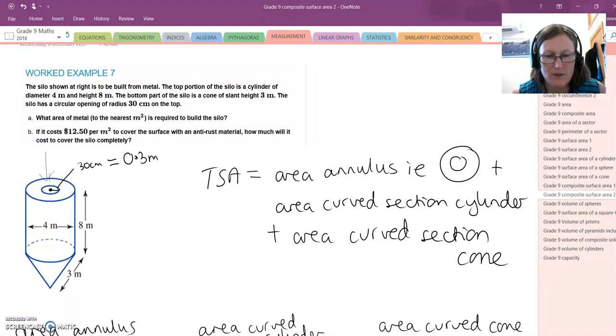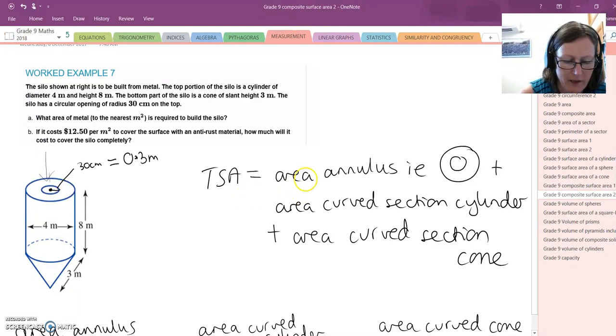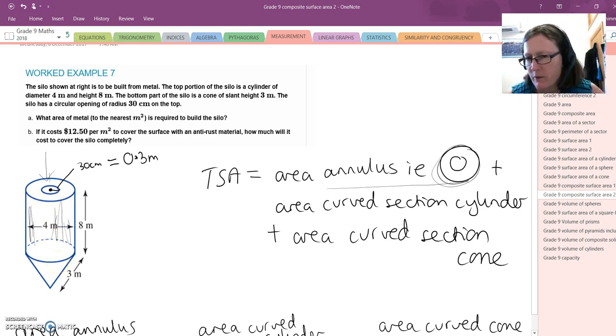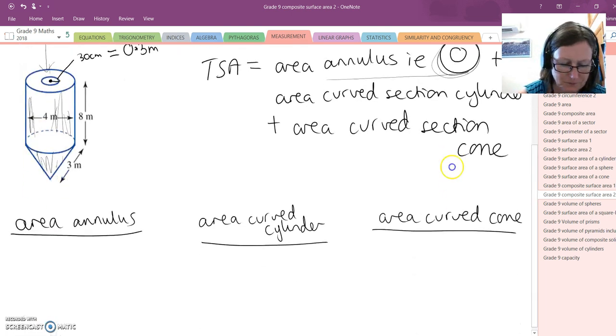Okay, to build this silo, we need to find the area of the top annulus, which is this shape here. We then need to find the area of the curved section of the cylinder, so this area here. If we think about my can example, that's the label section of the can. And then we need to find the area of the curved section of the cone, and that's this area. If we add those three areas together, that gives us the area of metal required to build the silo.